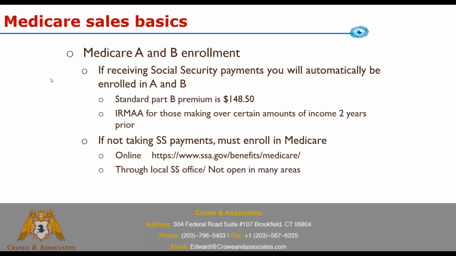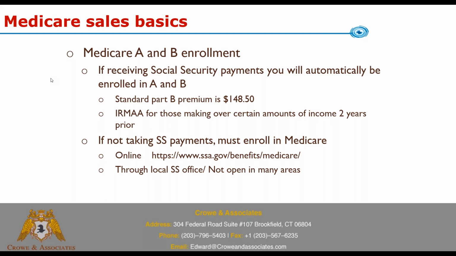All right, and again, if we have questions, just send them into the webinar, and I will answer them at the end. So with Medicare A and B enrollment, so somebody's turning 65 July 15th, not everybody's going to be automatically enrolled in A and B. So the rule is if you're drawing Social Security payments at the time you turn 65, then you're automatically going to get A and B. You don't have to do anything. The card's just going to show up. So drawing Social Security payments, no problem. They're automatically going to get A and B. The standard Part B premium is $148.50. So that's what everybody's going to pay for Part B of Medicare.